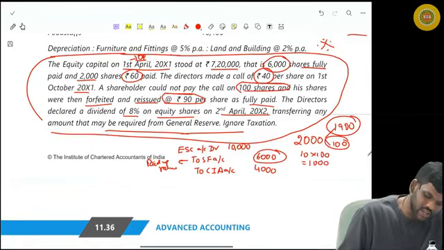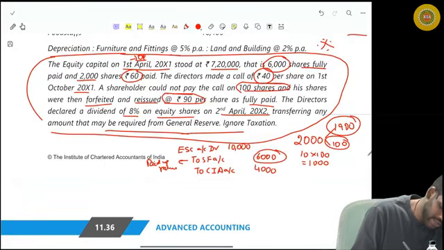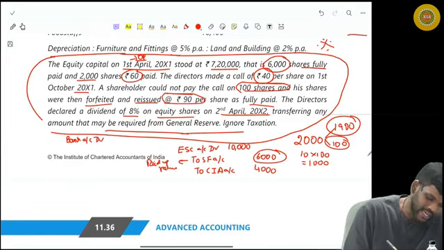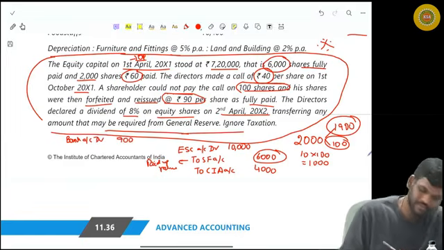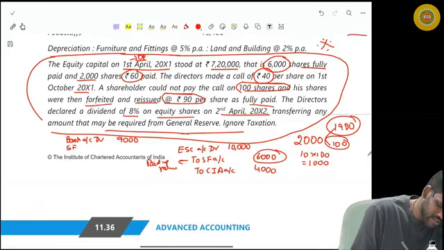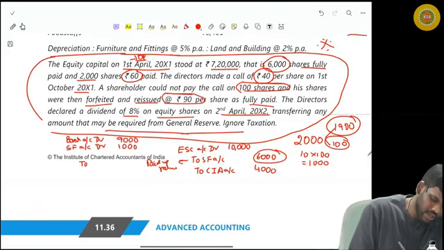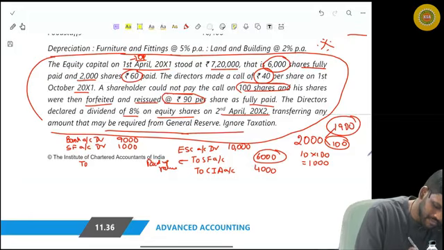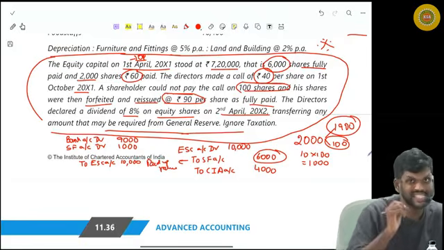Sir, now what will be the journal entry for this reissue? The journal entry will be bank account debit because we will receive money, 90 into 100, 9,000. Then 1,000 rupees discount, shares forfeited account debit 1,000, to equity share capital account 10,000. This is the journal entry.